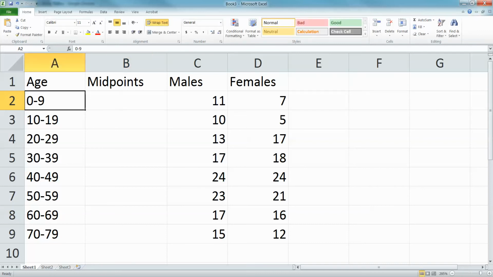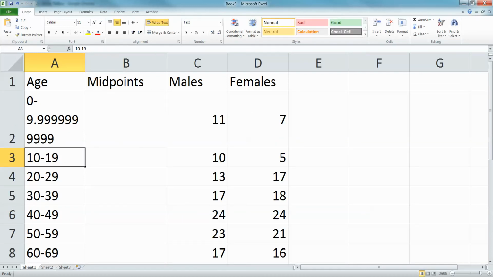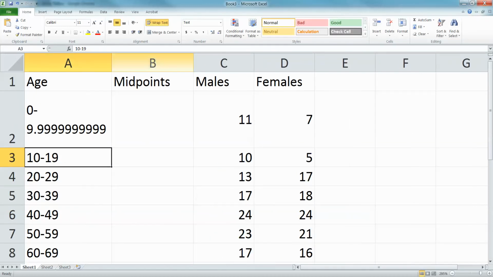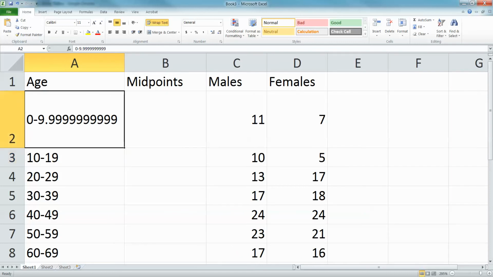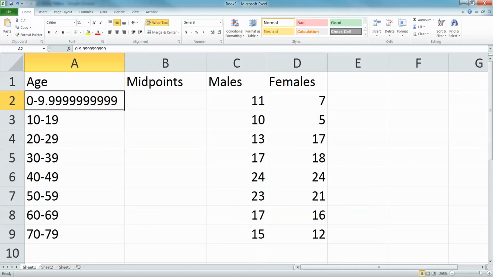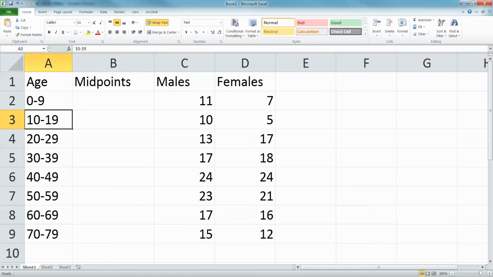Now be careful, because a lot of students think, oh, I'll add 0 and 9 and divide by 2. No, no, no, no, no. Because it's not really 0 to 9. It's 0 to 9.999999999 forever, right? And then the next class starts at 10. So if you're 9.5 years old, you're in that first group. If you're 9 and 11 months, if you're 1 day shy of your 10th birthday, you still count into this first group. So we say 0 to 9 to be convenient, but what it really is is 0 to 9.999999999 forever.